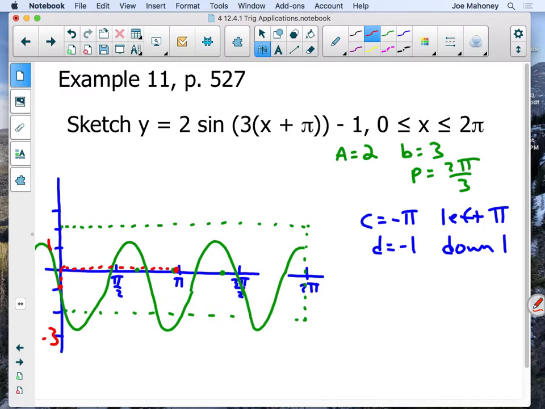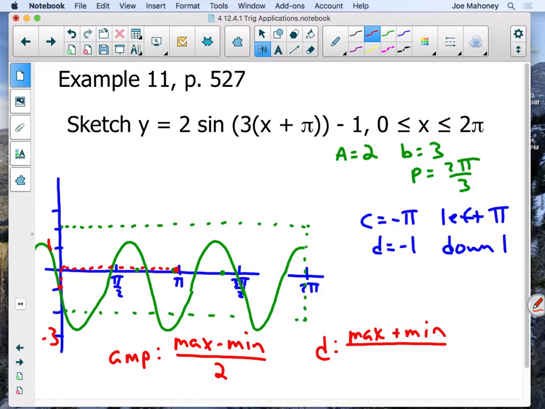So another way to express the amplitude, if you have a graph, is that it's the difference of those maximum and minimum values divided by 2. And another way to think about the value of D, if you will, the vertical shift. The vertical shift is going to be the average of the maximum and the minimum.